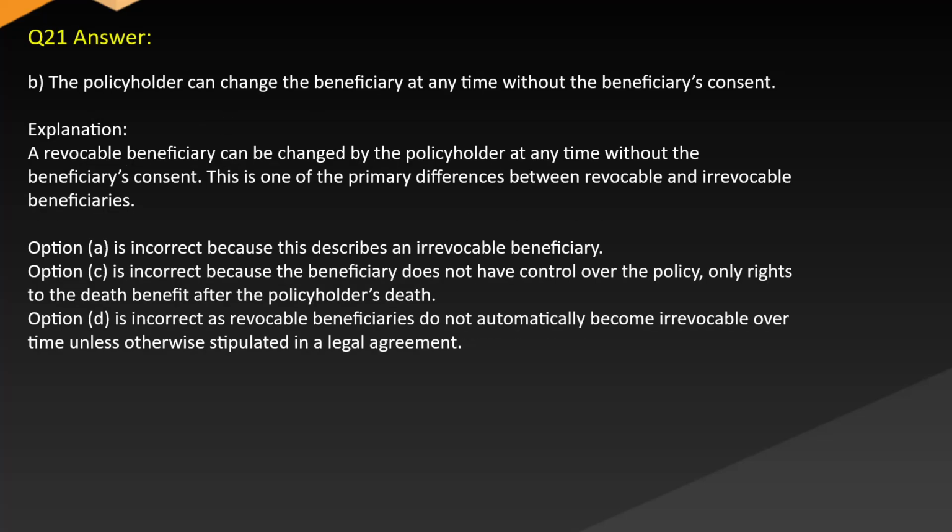Answer: B. The policyholder can change the beneficiary at any time without the beneficiary's consent. Explanation: A revocable beneficiary can be changed by the policyholder at any time without the beneficiary's consent. This is one of the primary differences between revocable and irrevocable beneficiaries. Option A is incorrect because this describes an irrevocable beneficiary. Option C is incorrect because the beneficiary does not have control over the policy, only rights to the death benefit after the policyholder's death. Option D is incorrect as revocable beneficiaries do not automatically become irrevocable over time unless otherwise stipulated in a legal agreement.